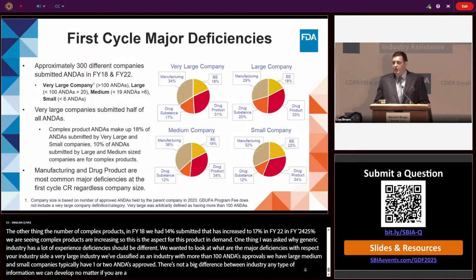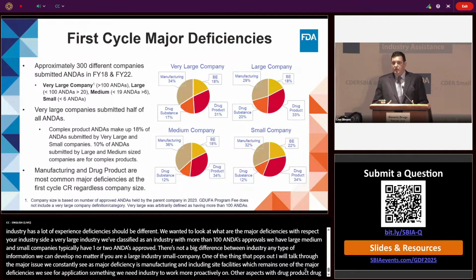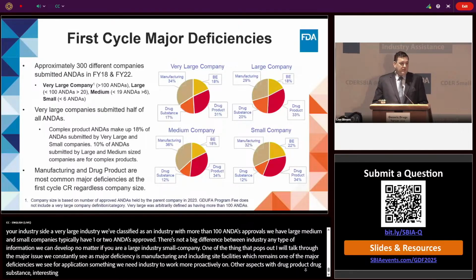Also, one of the things that really pops out, and I'll talk about it through a couple other slides, is the major issue we constantly see as a major deficiency is in the manufacturing. That includes your site facilities. Site facilities remains one of the major deficiencies that we see for applications and something that we definitely need industry to work more proactively on. Other aspects are within the quality, drug product, drug substance, and also bioequivalence. Interesting here, I don't know if you know a statistical aspect of that, but we also see that for complex products, in general, a lot of very large industry are going after that, and very small companies going after these complex products.